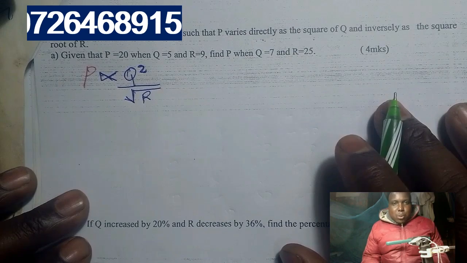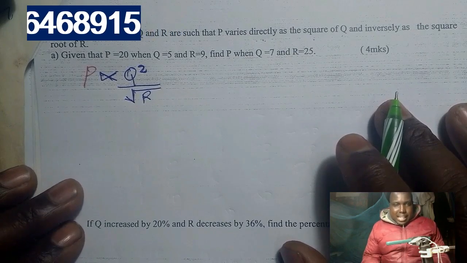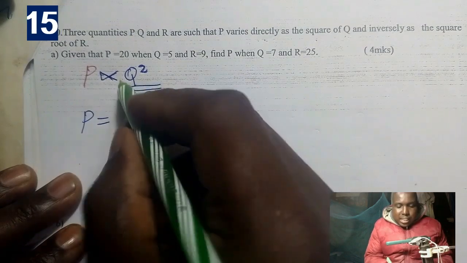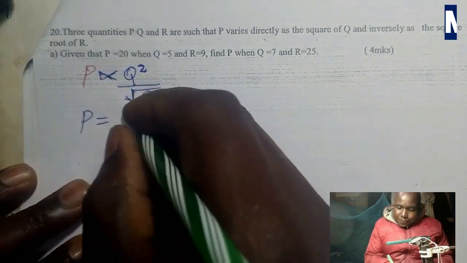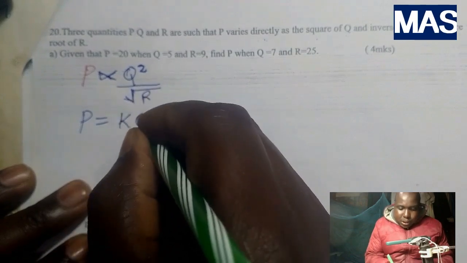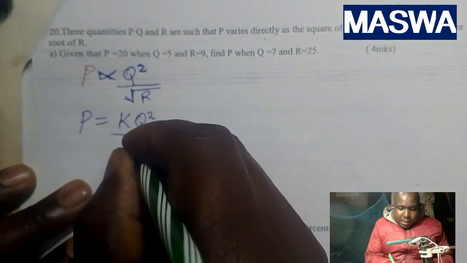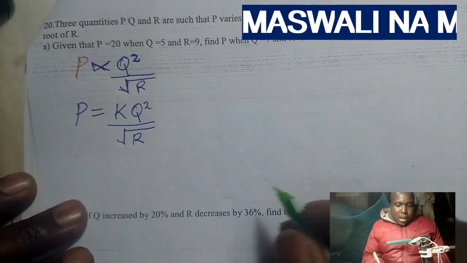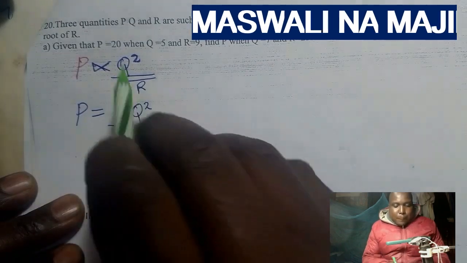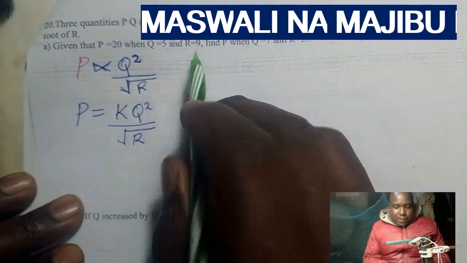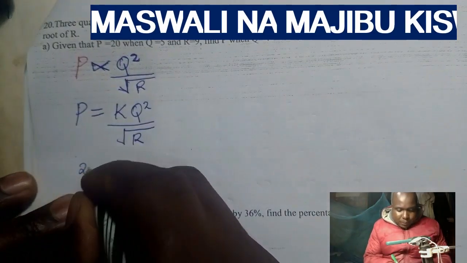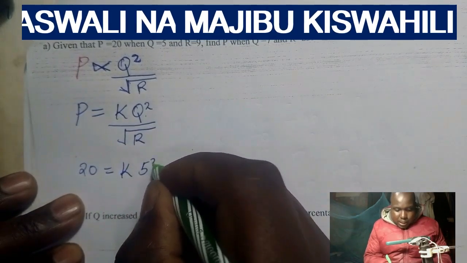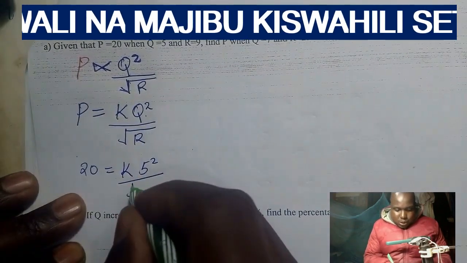Now let us remove the sign of proportionality by introducing a constant K. So P is equal to K Q squared divided by the square root of R. Very good. Now the next thing is to find the value of K when P is 20, when Q is 5 and R is equal to 9. So when P is 20, K times 5 squared divided by the square root of 9.